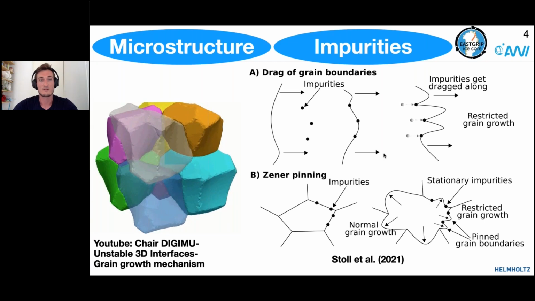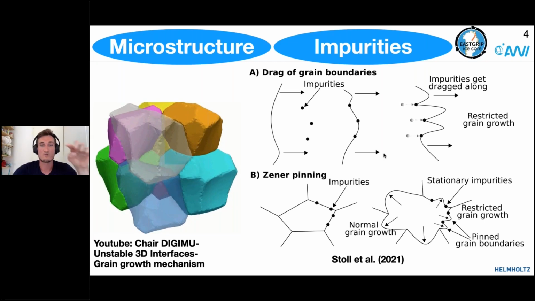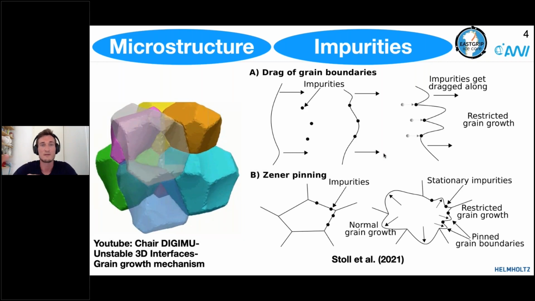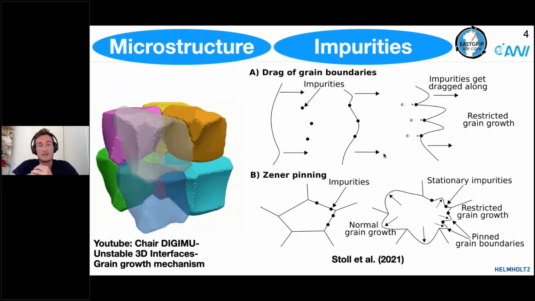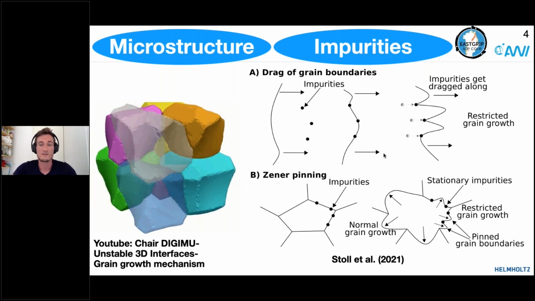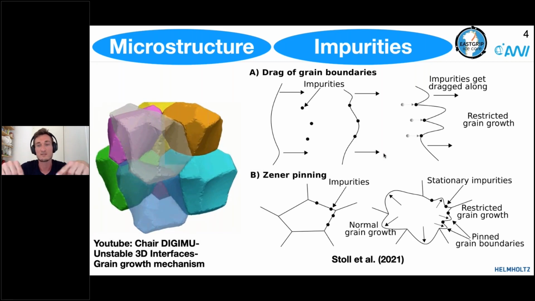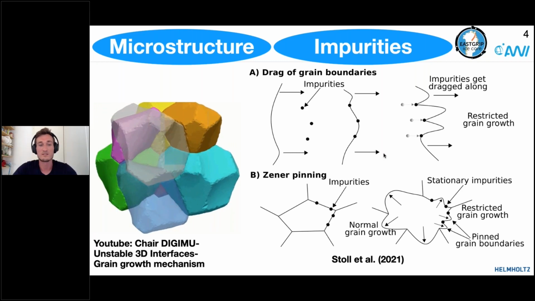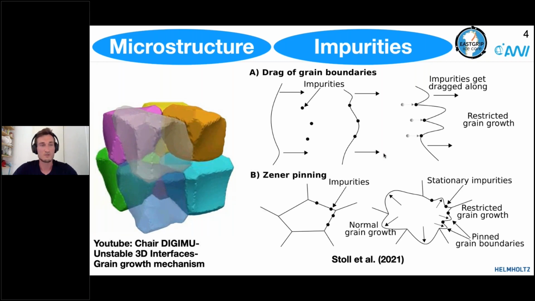And this can be impacted by impurities, and there are two main processes which are known from metals, for example, the drag of grain boundaries. So when you have impurities, they somehow get dragged along the grain boundary, and the grain growth is declining, is somehow restricted. And a similar pattern happens when you have Zener pinning. So the grain boundaries, they don't move at all anymore. They are somehow pinned. If you have a so-called large impurity, then they hardly move at all. And those are two example processes where impurities and microstructure are acting together.